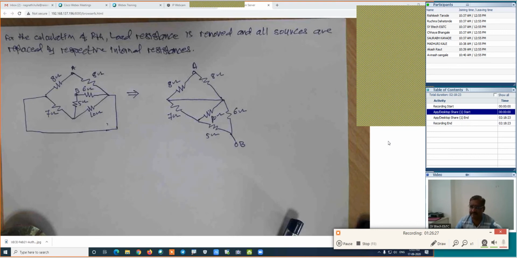Any difficulty? Saurabh, any difficulty? No, sir. Ruchira. No, sir, no difficulty. Rishikesh. No, sir, no difficulty. Madhuri, any difficulty in understanding this figure? Chaya. No, sir. No difficulty. Avinash.